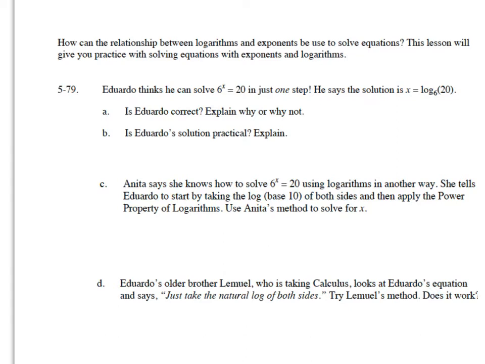How can the relationship between logarithms and exponents be used to solve equations? This lesson will give you practice with solving equations with exponents and logarithms. Question 579. Eduardo thinks he can solve x to the 6th equaling 20 in just one step. He says the solution is x equaling log base 6 of 20. Is Eduardo correct? Explain why or why not.